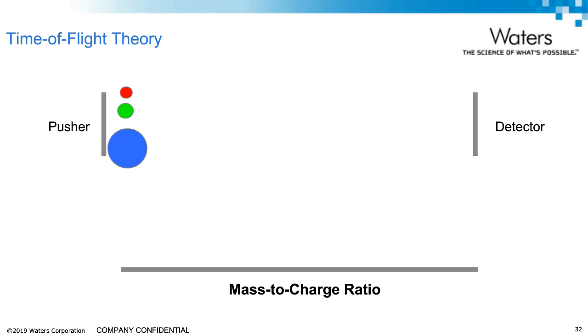When the gun goes off, the clock is started and the three molecules, lightest in red to heaviest in blue, start from the same place and are given the same amount of energy by a voltage pulse applied to the pusher.